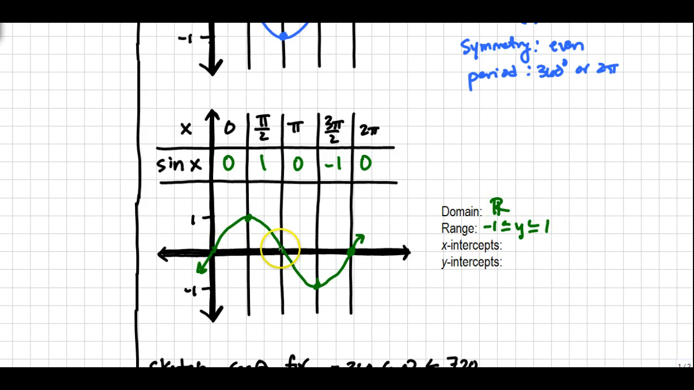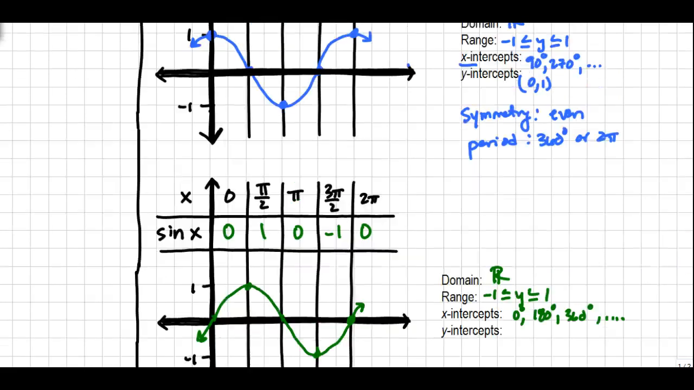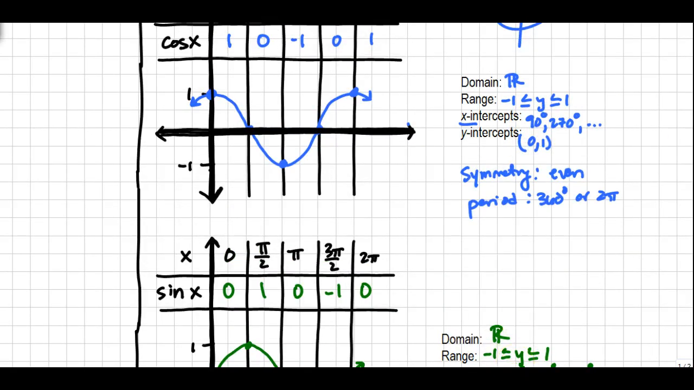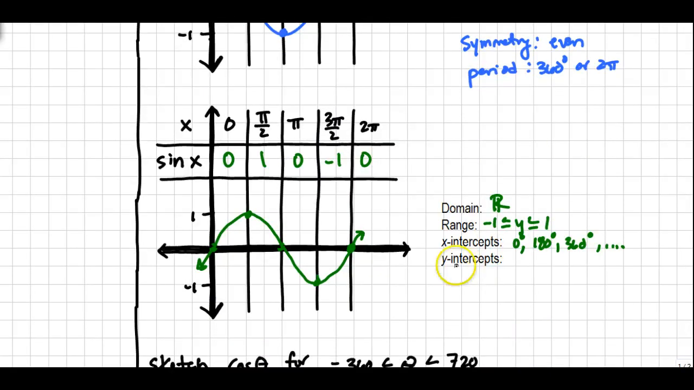The x-intercepts, however, are in a totally different location. Those are at 0 degrees, 180 degrees, and 360 degrees, and those also repeat every 180. So I like to think about these as being the odd multiples, where the cosine has the even multiples, where the cosine is the odd. The y-intercept is also different. The y-intercept for sine is at 0, 0, or you could just say 0.